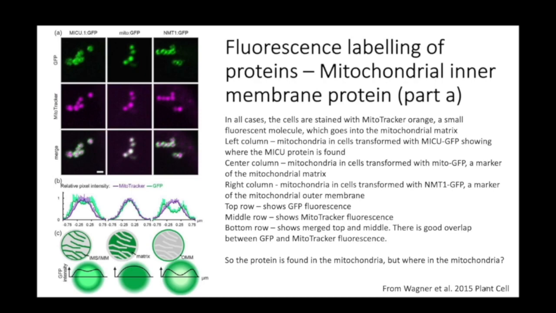Okay, so in all cases, the dots you see are actually mitochondria. That little bar at the left column of A at bottom is 1 micrometer. So all these mitochondria are 1 micrometer across.